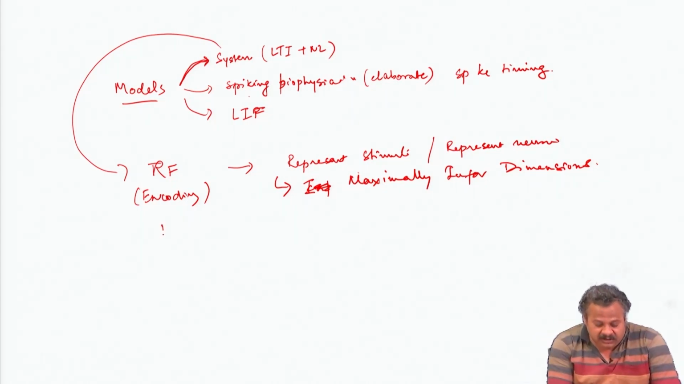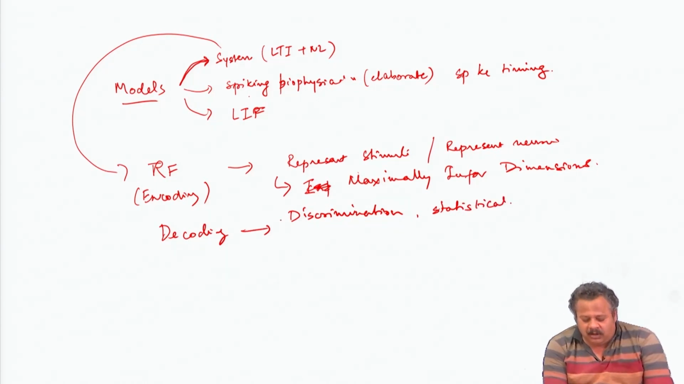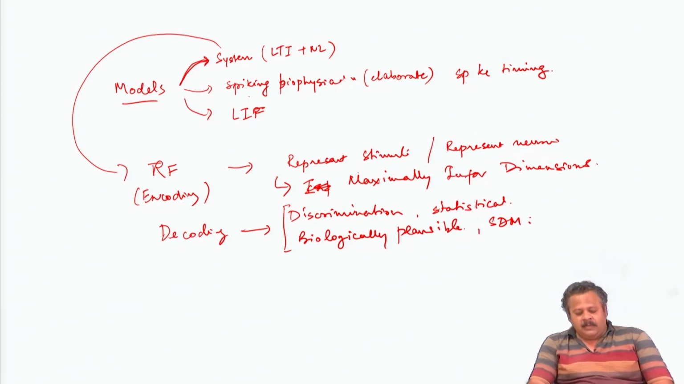Similarly, we have looked at decoding by neurons, that is going from the spike train to the stimulus, and we have approached it from the perspective of discrimination, either through statistical approaches, or we have also looked at some biologically plausible methods of discrimination based on spike distance metrics, like the Van Rossum distance.